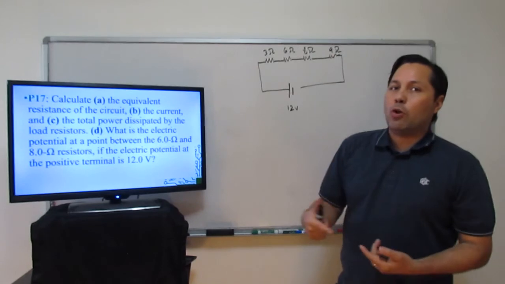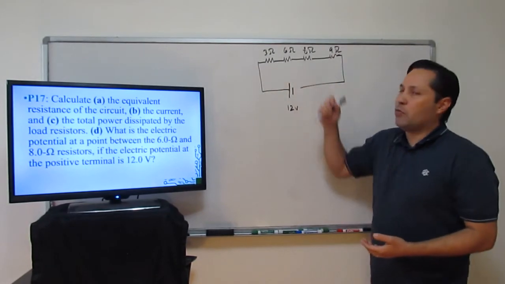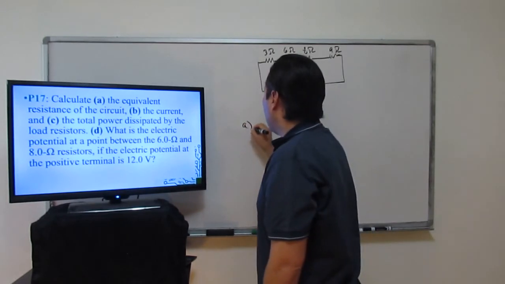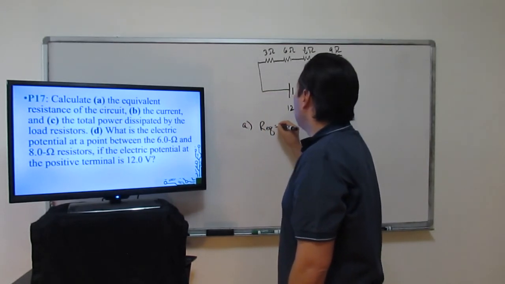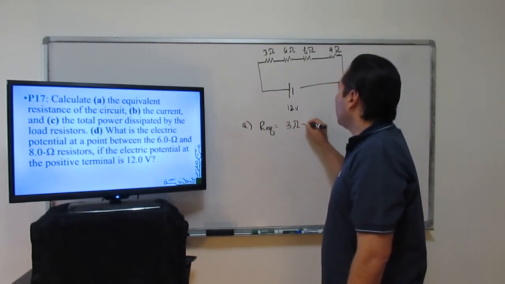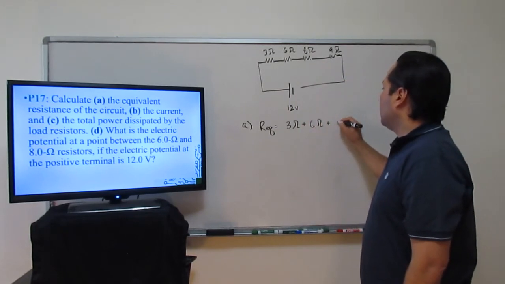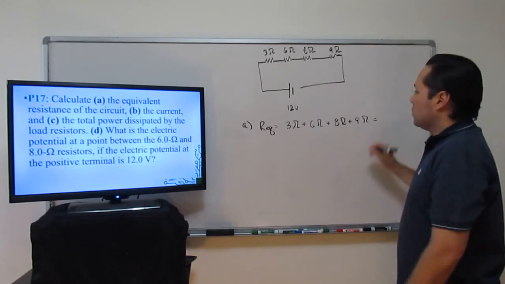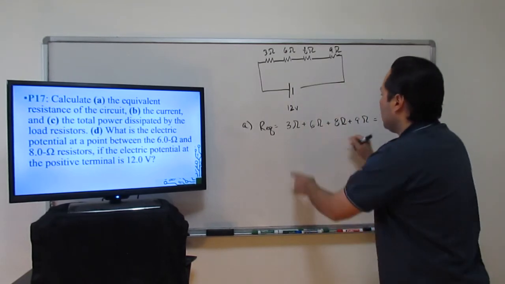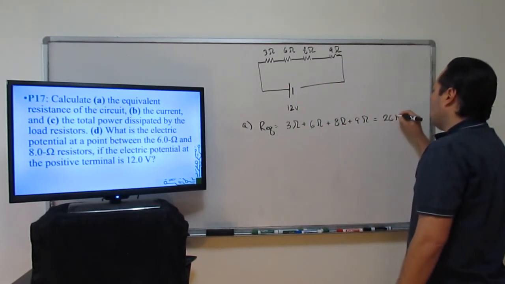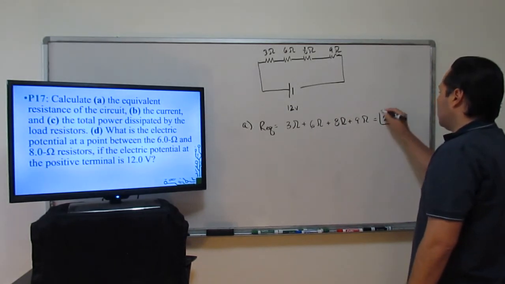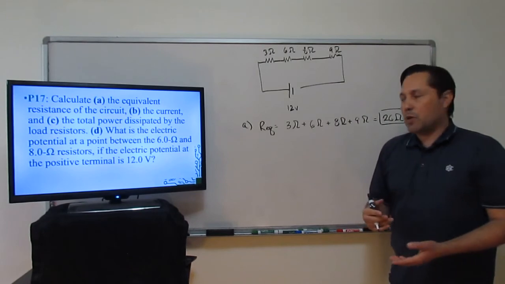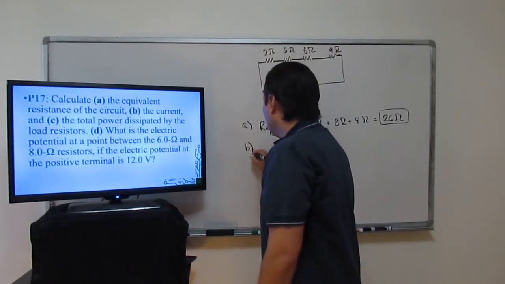Again, find the equivalent resistance. Since they are in series, all I have to do is add up the resistance of each one of these to get the equivalent resistance. So in part A, the equivalent resistance is simply 3 ohms plus 6 ohms plus 8 ohms plus 9 ohms. So 3 plus 6 is 9, 17, 26 ohms. That is the equivalent resistance for part A. Part B, the current. For part B, it will look like this.